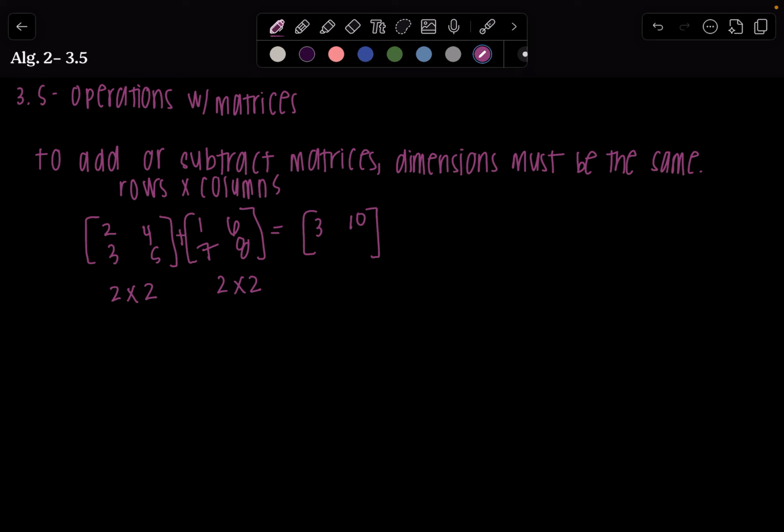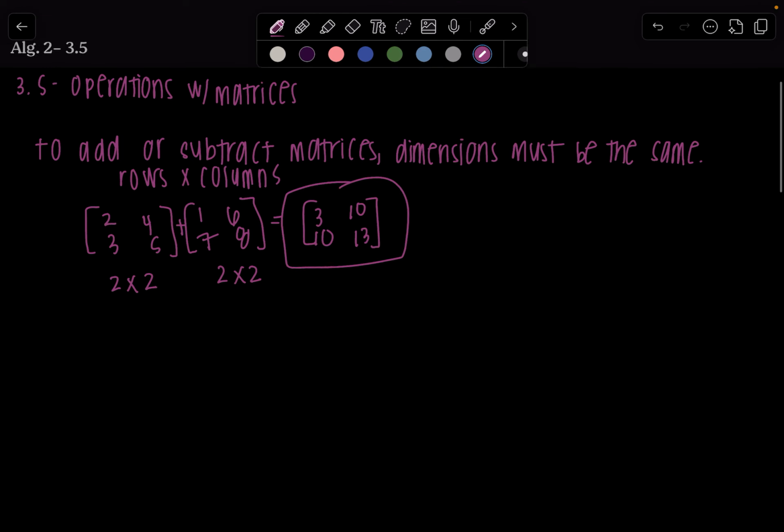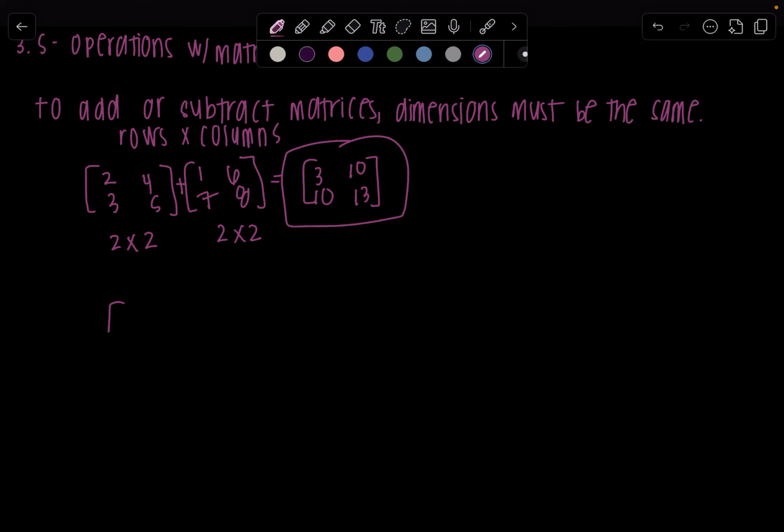Bottom left of the left one is 3. Bottom left of the right one is 7. 3 plus 7 is 10. And then bottom right 5 plus the bottom right 8. That is 13. And that's it. That's my answer. Now, again, you always check that the dimensions are the same.